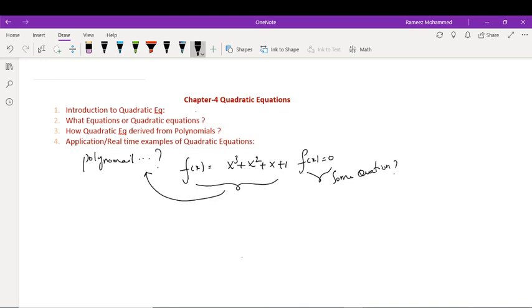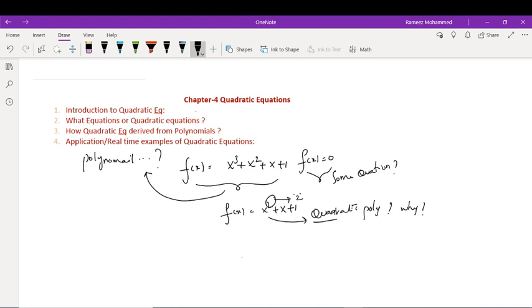So what are the names of these equations? We'll be learning that now. Let's assume that you have a polynomial f(x) equal to x squared plus x plus 1. I can say that this is a quadratic polynomial. Why? Because it has a degree of 2. And 2 is nothing but quad, so that's the reason it is called a quadratic polynomial.